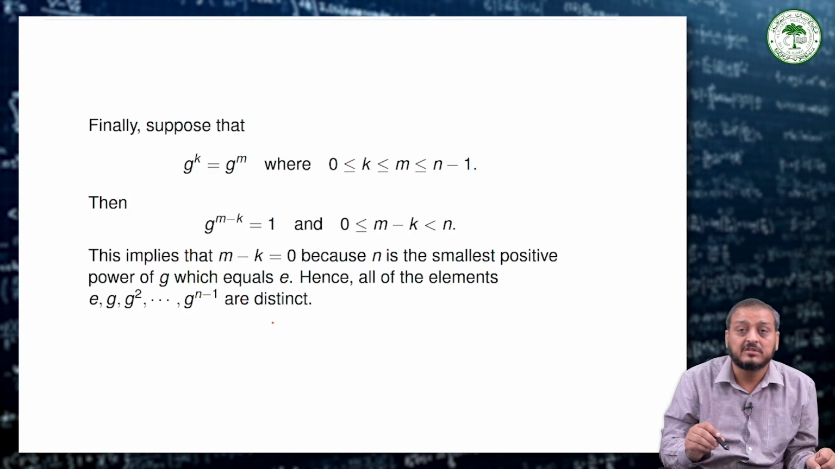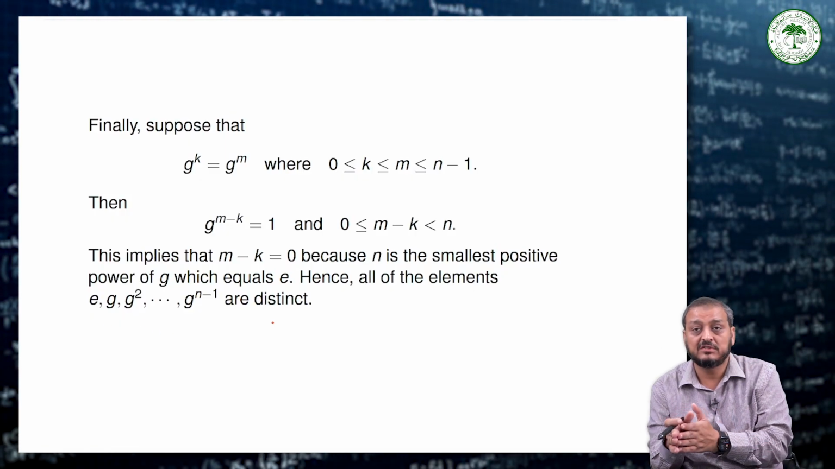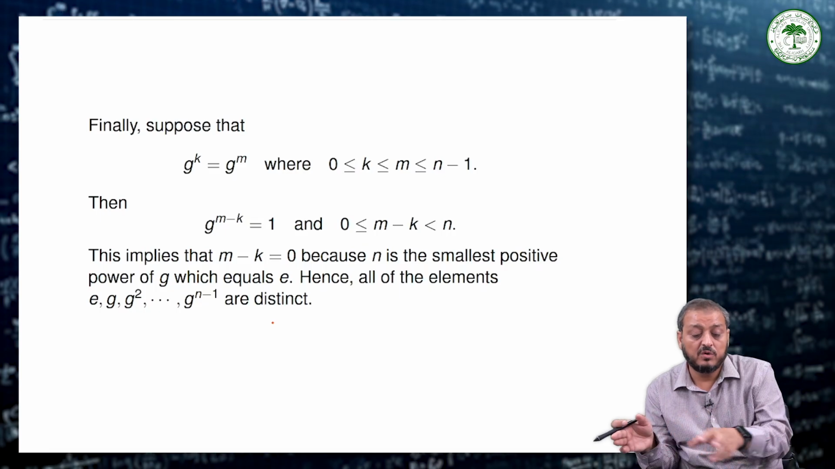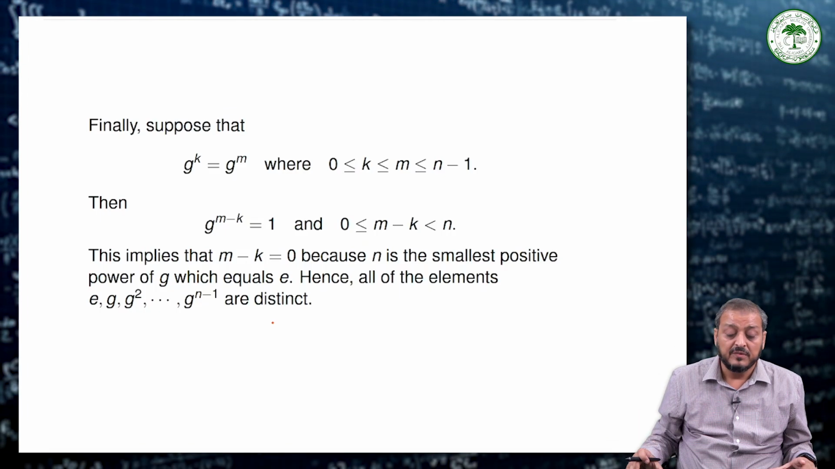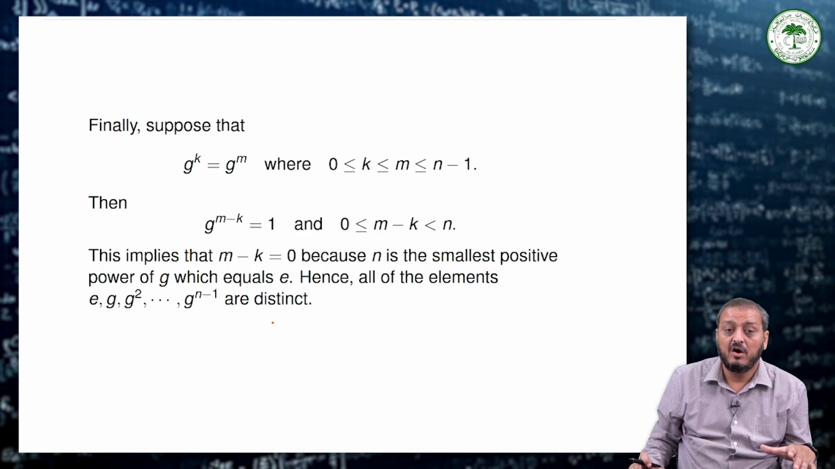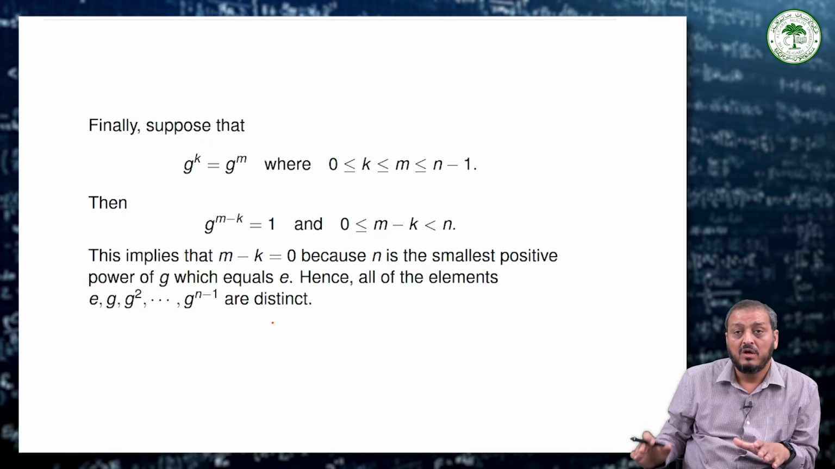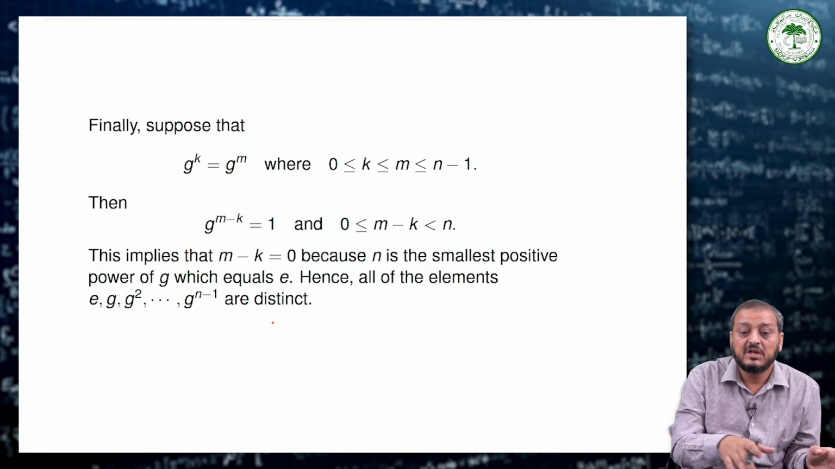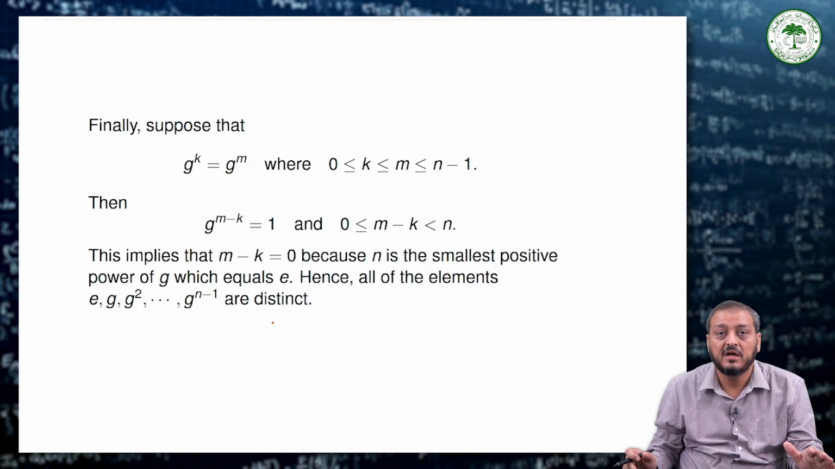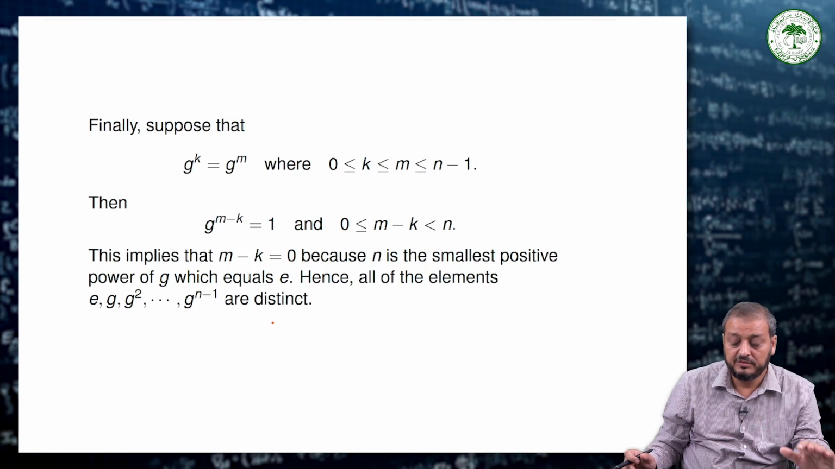So if we have m minus k equal to zero, m is equal to k, then these powers are distinct, n is the smallest positive integer power of g which is equal to identity, hence all other elements of this are distinct. So, this completes the proof of this theorem.